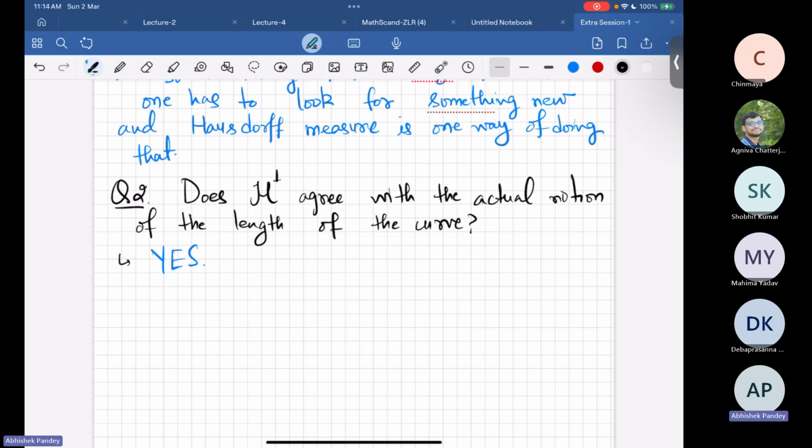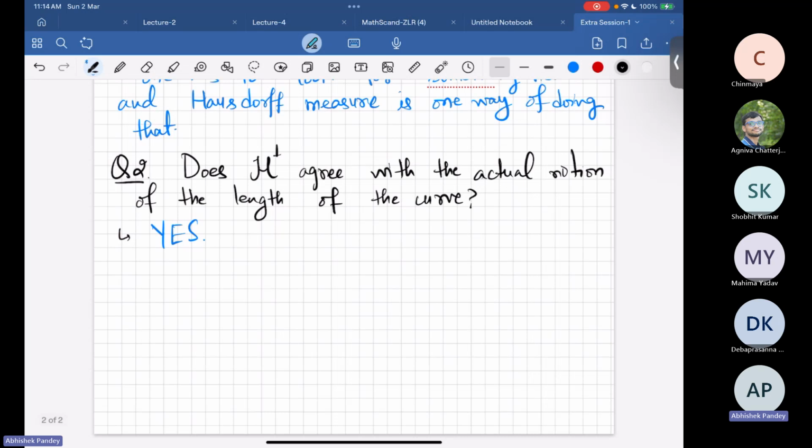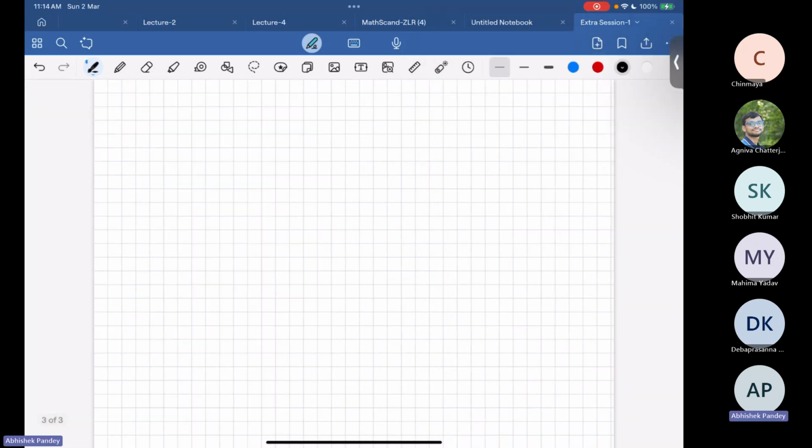And also we can talk about integrability of functions with respect to the Hausdorff measure. That is not part of this one. I will mention the references where one can find the introduction to the Hausdorff measure later on. So we'll move to the definition of Hausdorff measure.